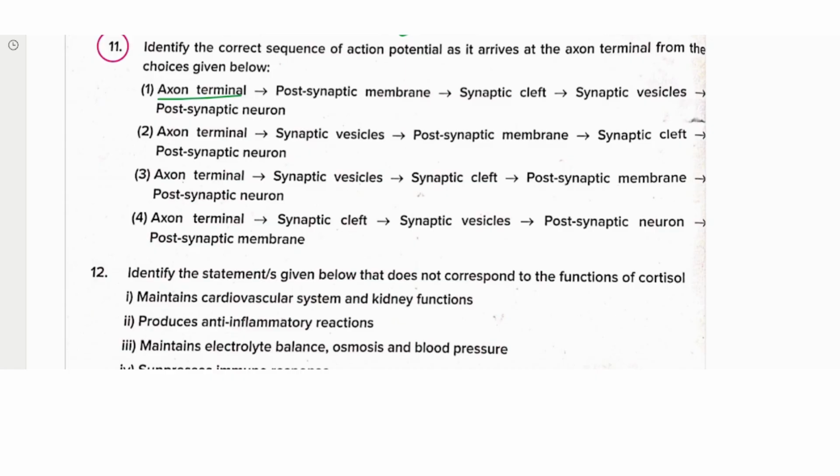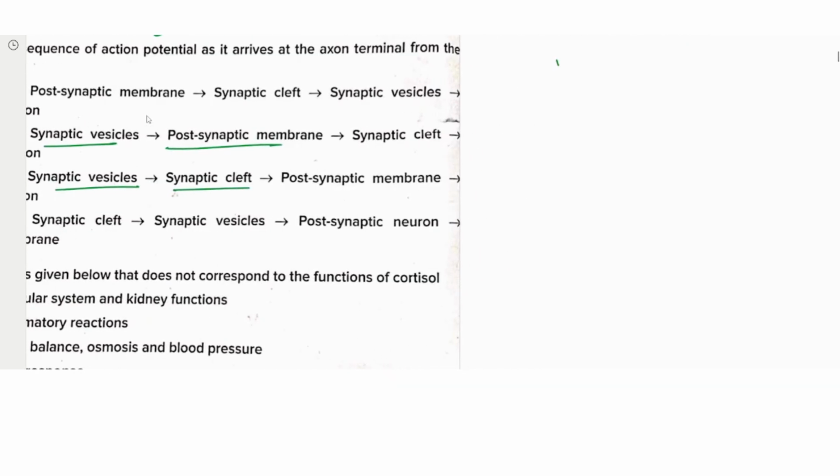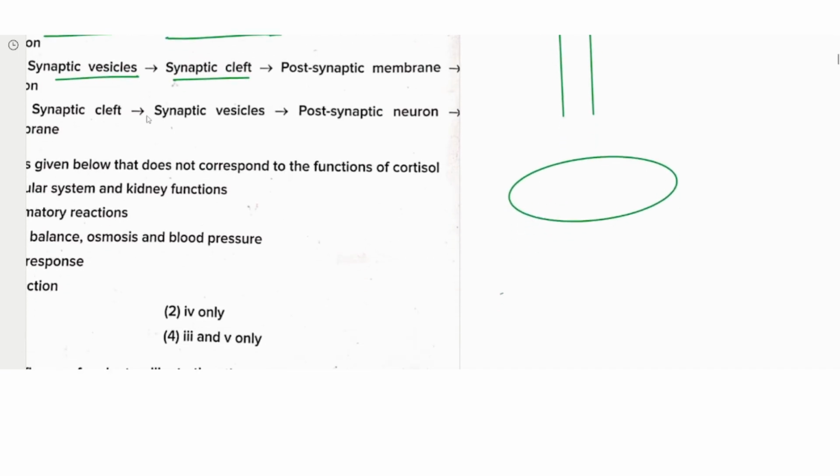Okay, so let's see what would be the correct sequence. Axon terminal should be first, then synaptic vesicle should be there. Then only the postsynaptic membrane, but not the synaptic cleft. I'll show you with the help of an example. Here would be the axon. This would be the cell body, axon, and then the nerve end or the terminal.